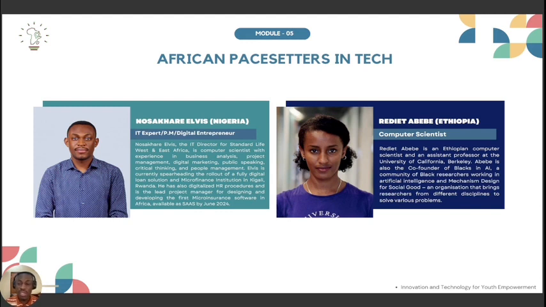Then right here on the right, we have Rediet Abebe from Ethiopia, who is also a computer scientist. She's an Ethiopian computer scientist and an assistant professor at the University of California, Berkeley. Abebe is also the co-founder of Blacks in AI and a community of Black researchers working in artificial intelligence and mechanism design for social good, an organization that brings researchers from different disciplines to solve various problems.